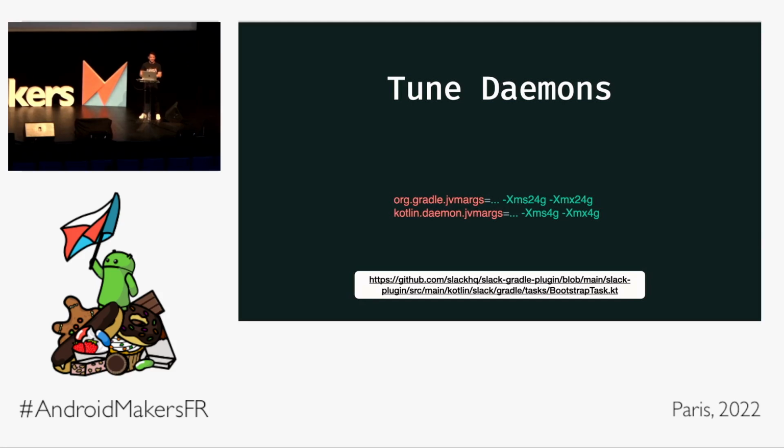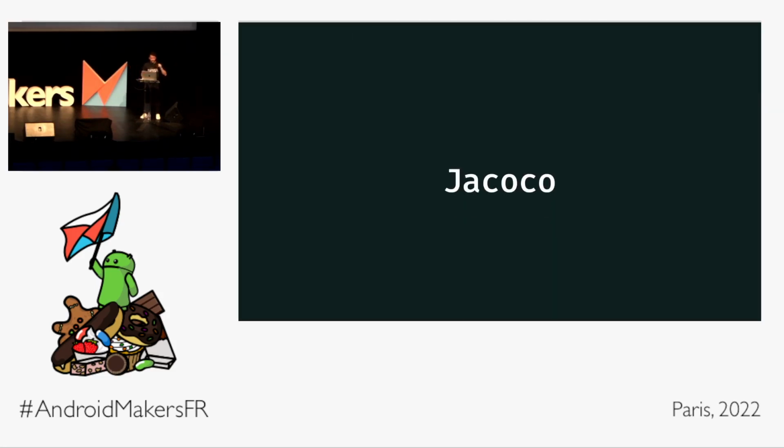Tune your daemons on CI. You can tune them differently there. So if you have, say, lint running in one work stream and everything else runs in different ones, you can give the Gradle daemon more memory on that one only and prefer the Kotlin daemon everywhere else. And one more fun one.